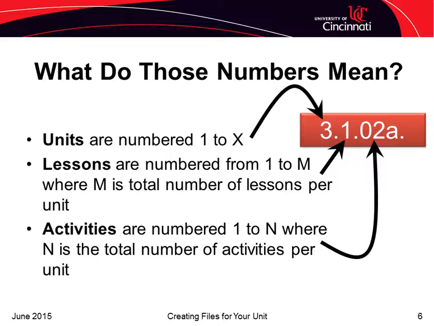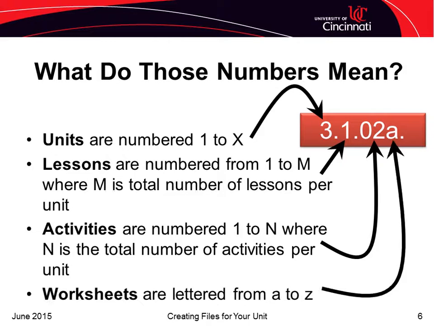It is important to note here that you do not restart the activity numbers from one lesson to the next, but rather the activities are numbered from 1 to the total number of activities per unit. Worksheets are lettered from A to Z. If you develop more than 26 worksheets, the 27th worksheet would be labeled AA, then AB, and so on.